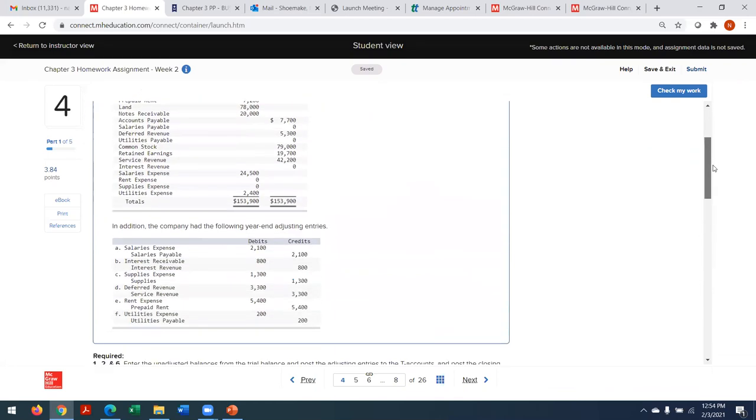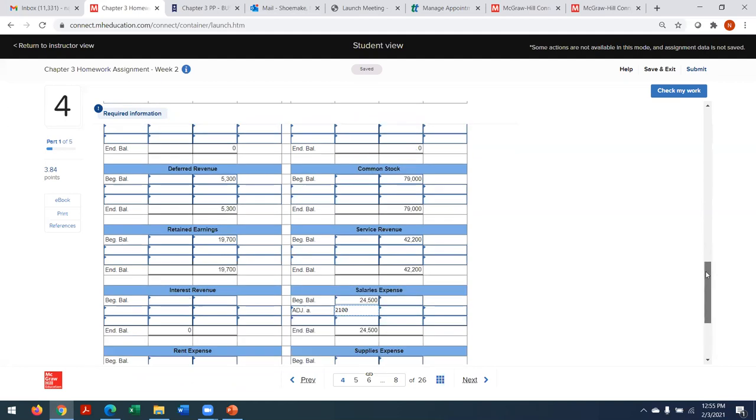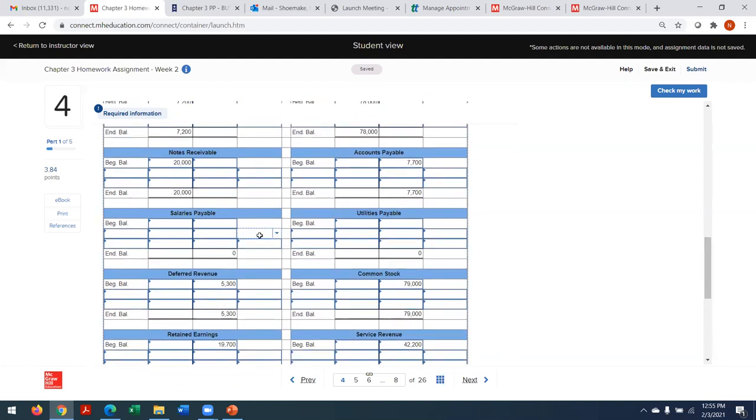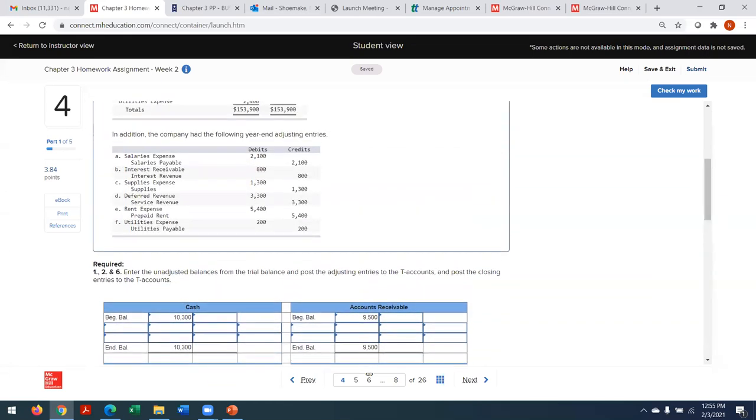What's it called? A or one? A, 2,100. And the credit is to salaries payable for 2,100. Are we good so far? So the salaries payable would also then be listed as A, right? Correct. Because that is the adjusting journal entry A. Okay, I'll slow down, Jake. I'm sorry.